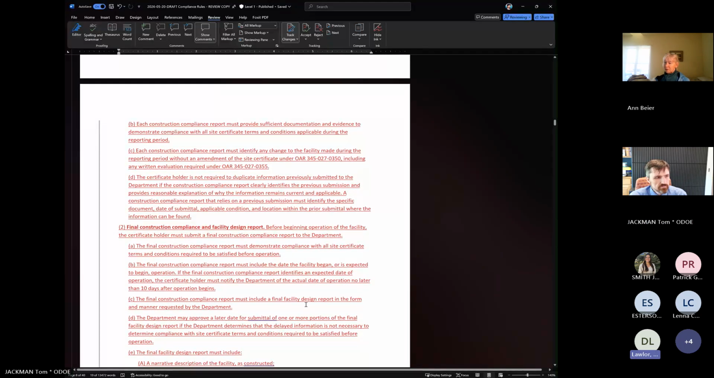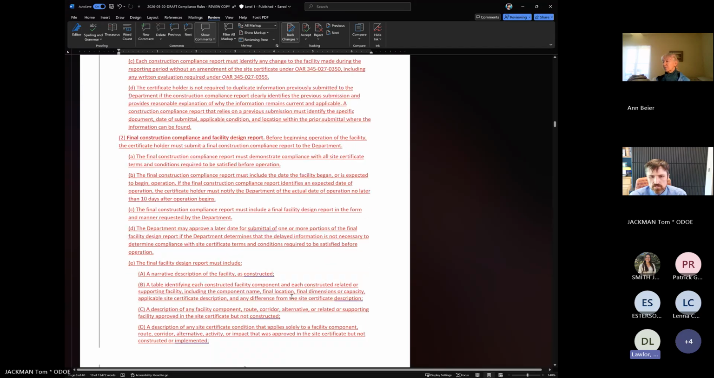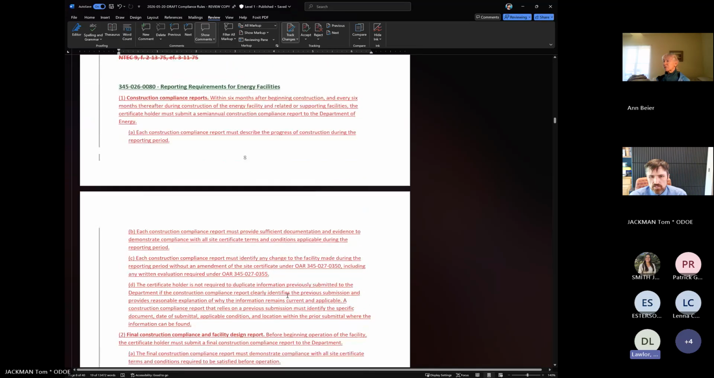We just wanted to make sure that for somebody who hasn't been in Oregon as long, it looked like you have to continually report on your pre-construction compliance that you've already done. I just wanted to make sure that it is not the intent to re-report on things that have already been reported on. We definitely don't want duplicate reporting. We don't want that either. So I guess that's the comment here.